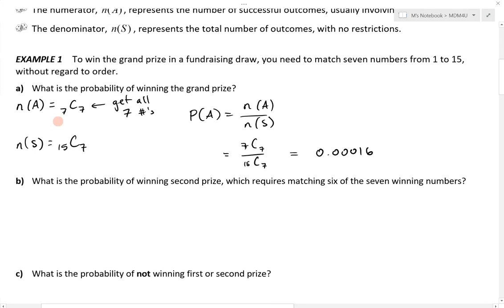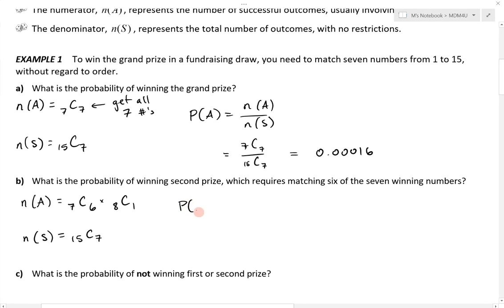Part B, what is the probability of winning second prize, which requires matching 6 of the 7 winning numbers? So the number of successful outcomes would be, well, I'm going to choose out of the 7 winning numbers, I'm going to have 6 of them, so 7 choose 6, multiplied by 8 choose 1. So this part here represents the one number that I don't have matching the required 7. And just like the first part of the question, the total number of outcomes is still going to be 15 choose 7.